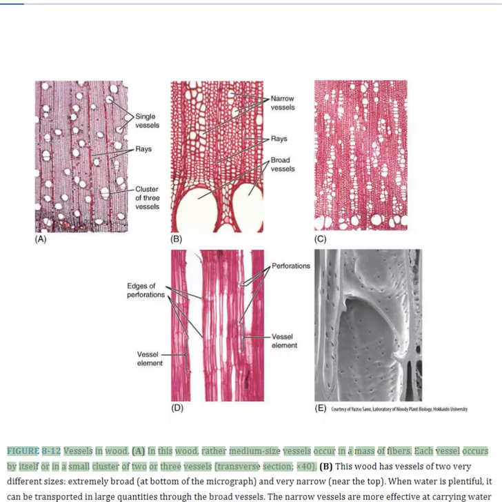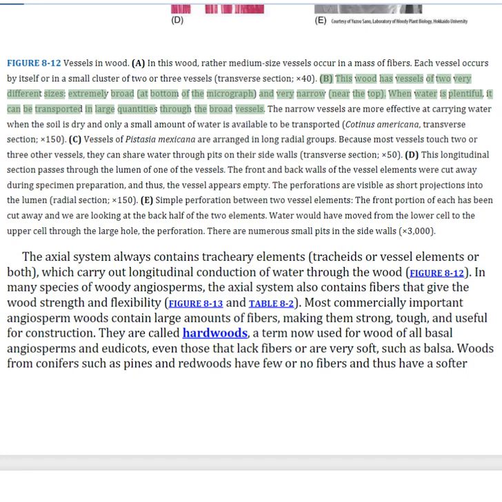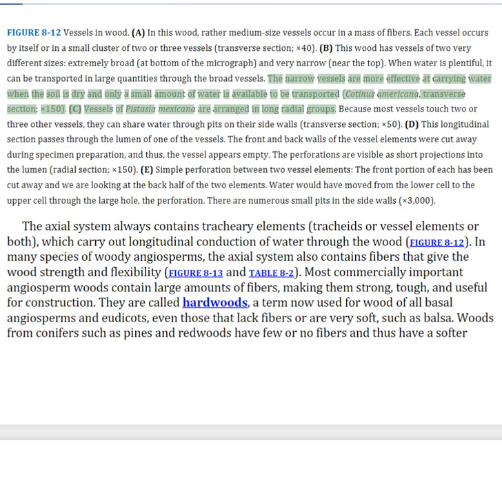Figure 8-12. Vessels in wood. In this wood, rather medium-sized vessels occur in a mass of fibers. Each vessel occurs by itself or in a small cluster of 2 or 3 vessels. This wood has vessels of 2 very different sizes, extremely broad and very narrow. When water is plentiful, it can be transported in large quantities through the broad vessels. The narrow vessels are more effective at carrying water when the soil is dry and only a small amount of water is available to be transported.